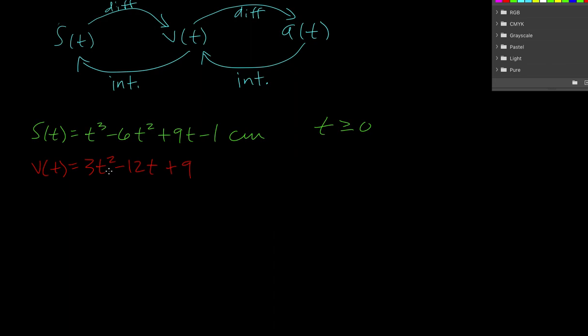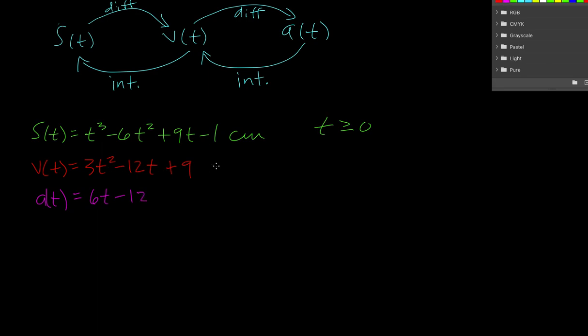Oh, it wants acceleration as well. And so, let's see, wait, what does it say? Find an expression for the particle's velocity and acceleration and draw sign diagrams for each. Okay. So acceleration looks like this. We're going to get 6t minus 12.